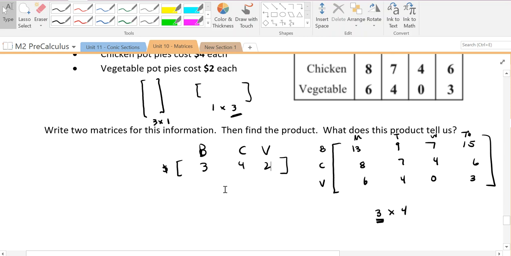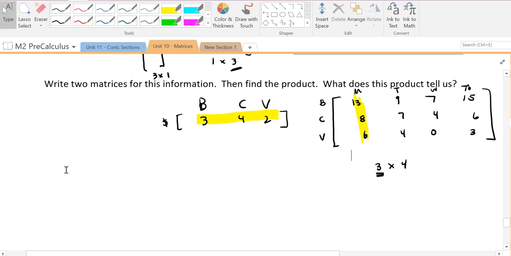Because you wouldn't want to take the cost of beef pies and multiply it by the number of chicken pies sold. That wouldn't make any sense. Okay? So as I run and dive, I need to make sure beef is multiplying by beef, chicken is multiplying by chicken, veggie is multiplying by veggie, things like that. Okay? So our product is going to be 3 times 13 plus 4 times 8 plus 2 times 6.